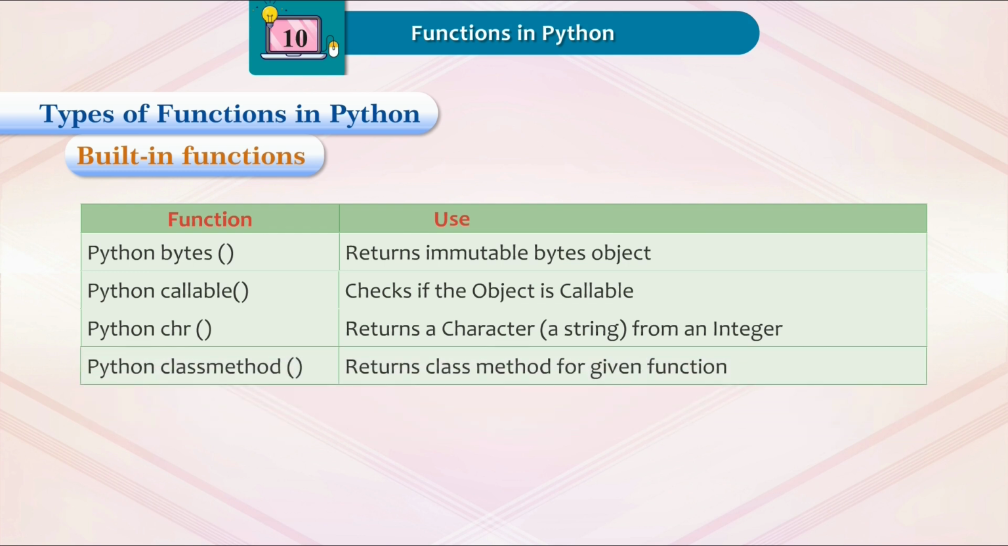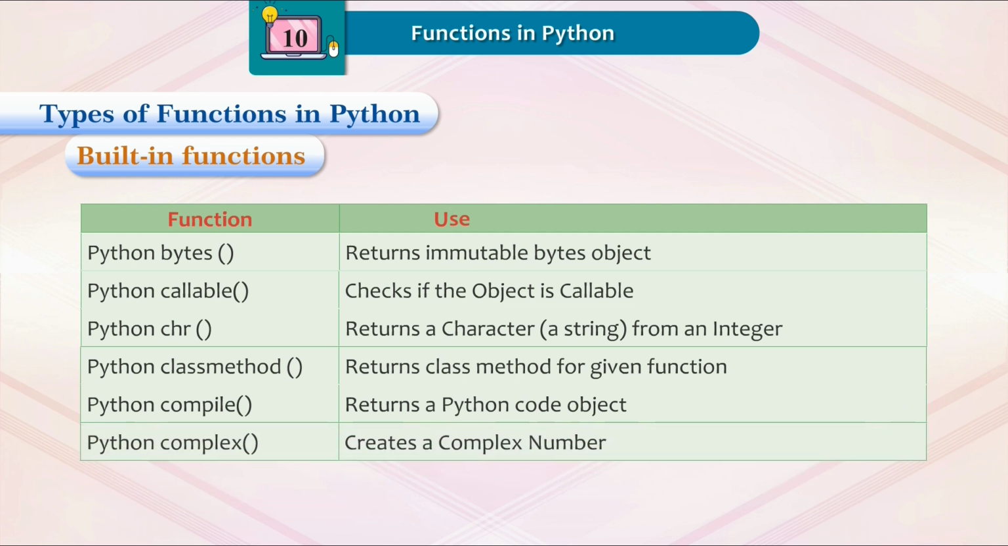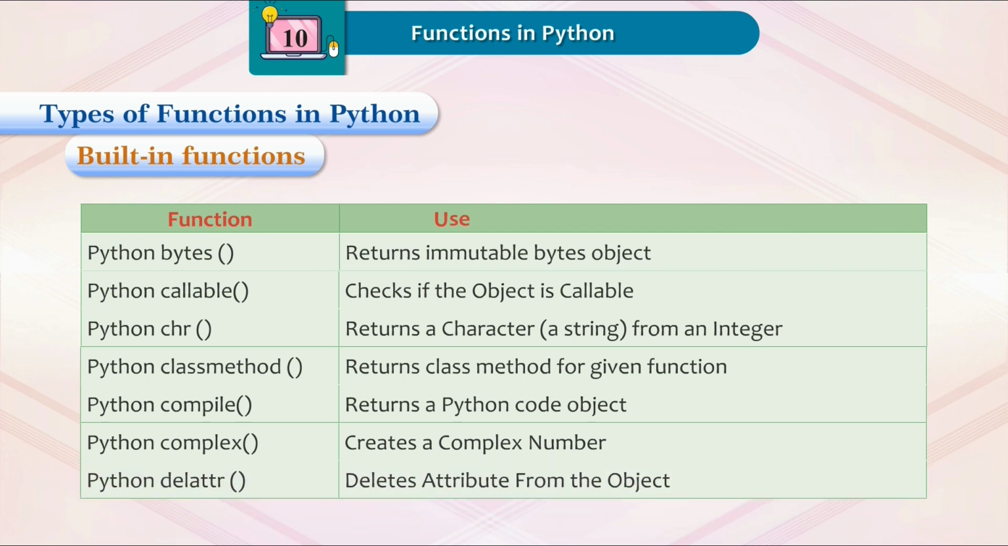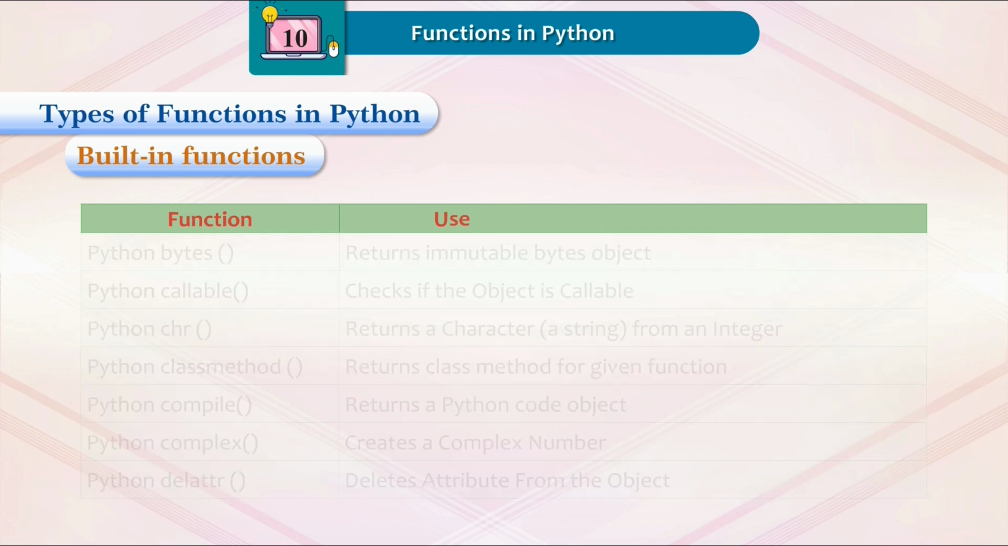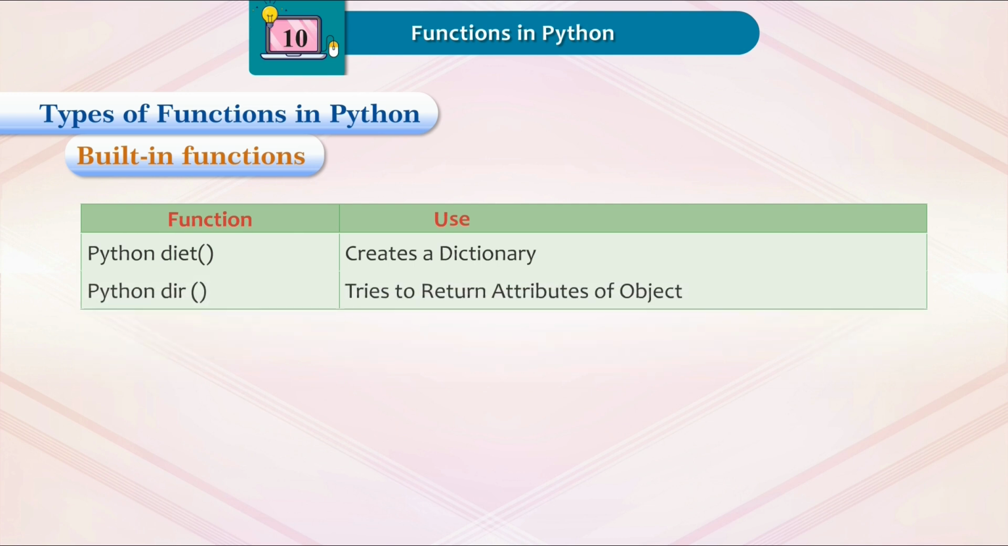Python classmethod returns class method for given function. Python compile returns a Python code object. Python complex creates a complex number. Python delattr deletes attribute from the object. Python dict creates a dictionary. Python dir tries to return attributes of object.